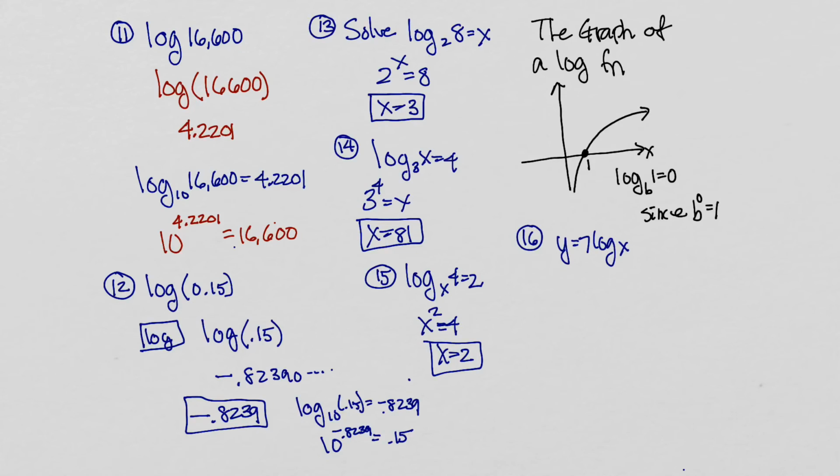Now, in number 16 I'm looking at, we're given 4 graphs, and we want to know which one of these could be the graph of this function right here. Well, at least for mine, I can rule out b, because b looks kind of like this. I can rule out c, because c looks more like an exponential function. Okay, so what about a or d?